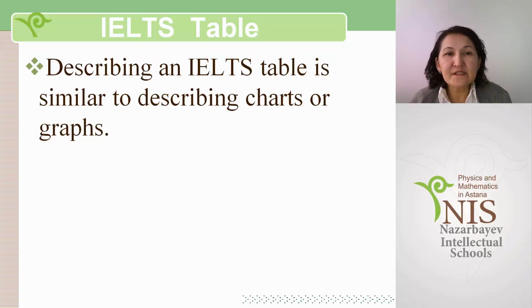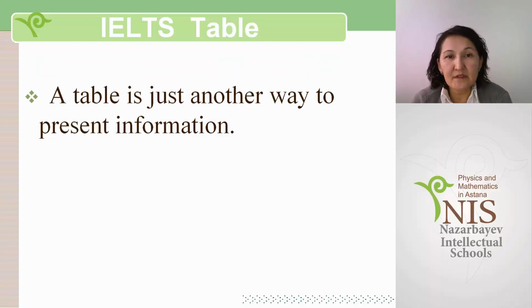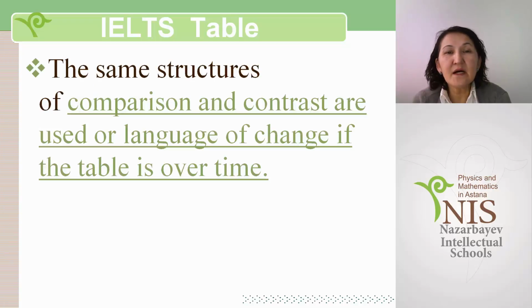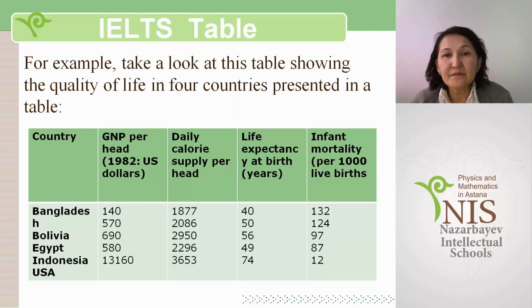You know that describing an IELTS table is similar to describing charts or graphs. A table is just another way to present information. So, when we describe tables, there is the same structure of comparison and contrast, and we use language of change if the table is over time. For example, take a look at this table showing the quality of life in 4 countries presented in a table.